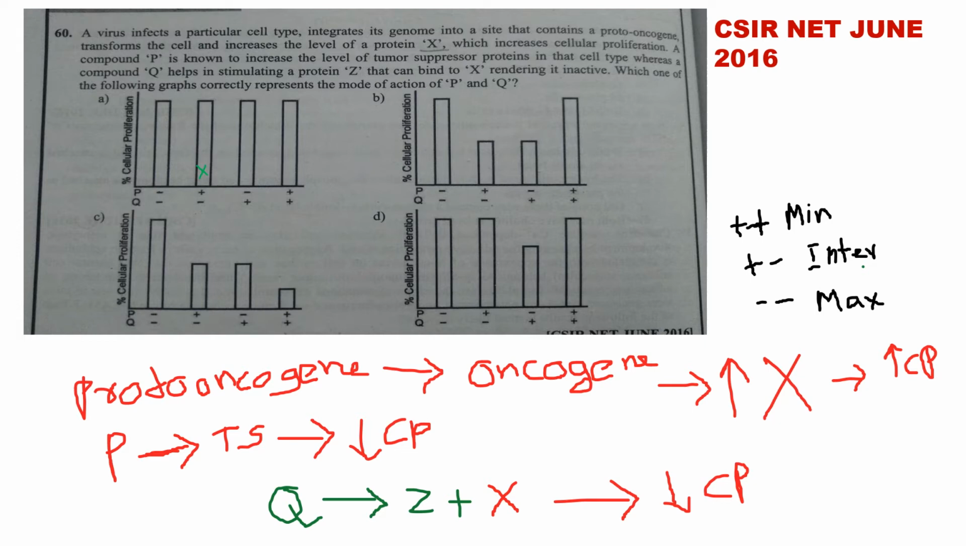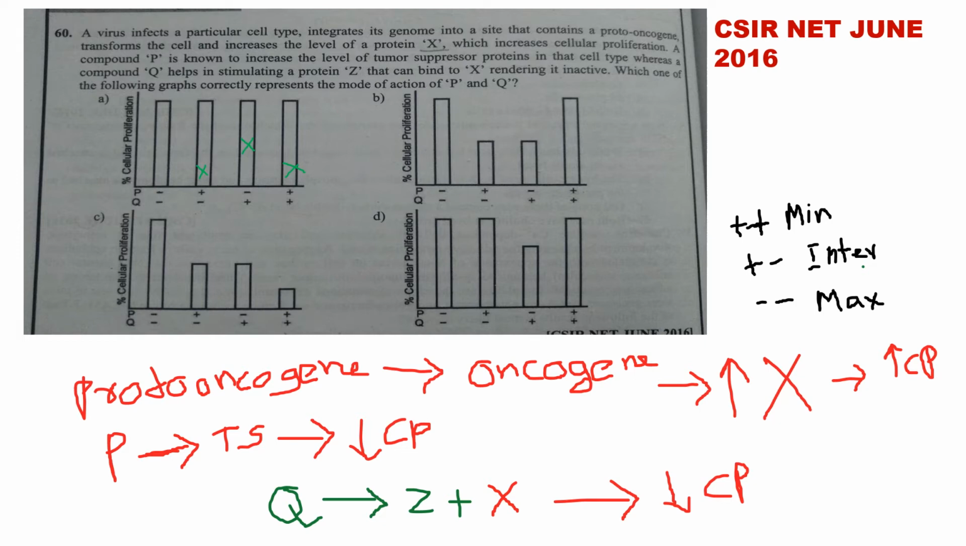So cell proliferation should be less, but it is maximum. So this is also not correct. Here P and Q both are present. If both are present, that means minimum cell proliferation, but here also it is maximum. That's why this is also not correct.